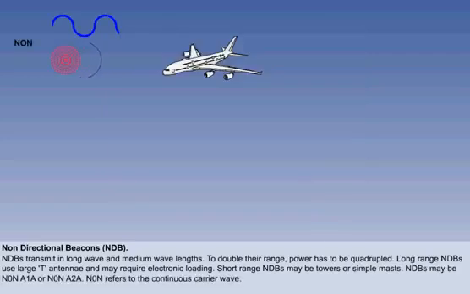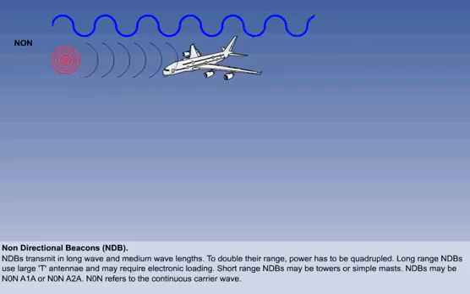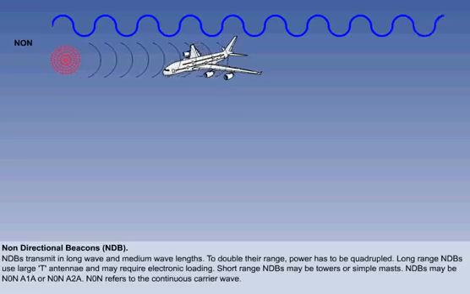2 types of modulation characteristics are commonly used for NDBs, N0N-A1A and N0N-A2A. The N0N part of the signal is, as we saw earlier, the continuous carrier wave, and it is ideally suited to enable the ADF equipment to establish the direction from which the signal is arriving.